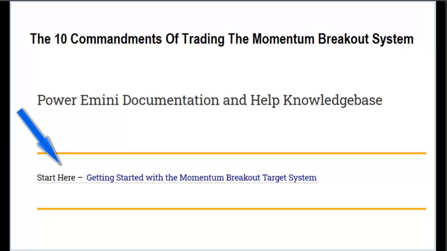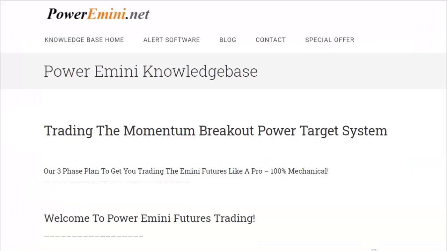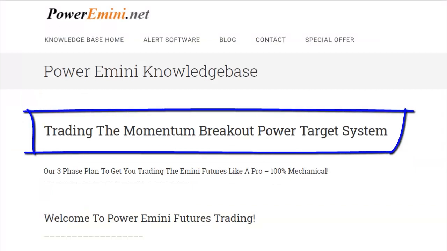That is a good one-page intro to how the system works and your various options and how to follow it and how you want to get started, our recommendations. So you definitely want to read that page. And this is the page here, Trading the Momentum Breakout Power Target System. Welcome to Power Emini Futures Trading.